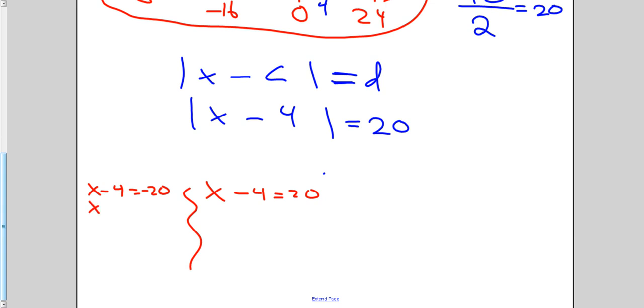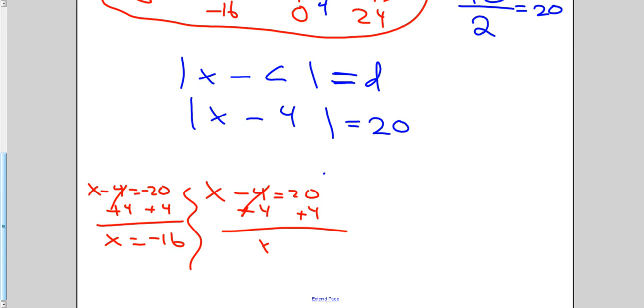And when I solve each one of those, I get my two endpoints that we started out with before. I get negative 16, and when I solve this one, I get x equals positive 24. I get my two endpoints that I started with.